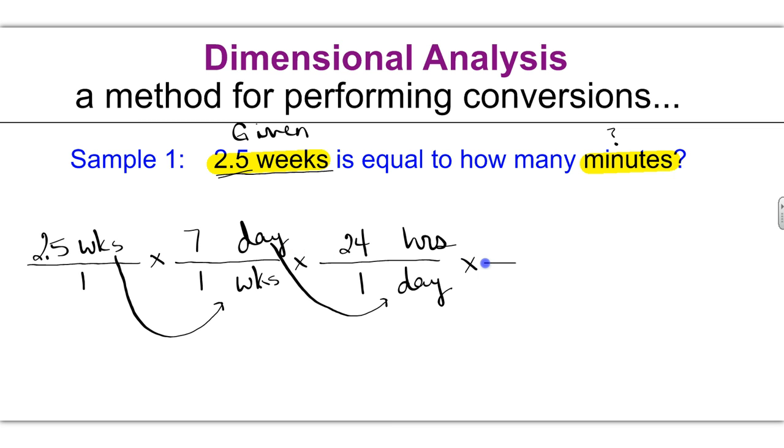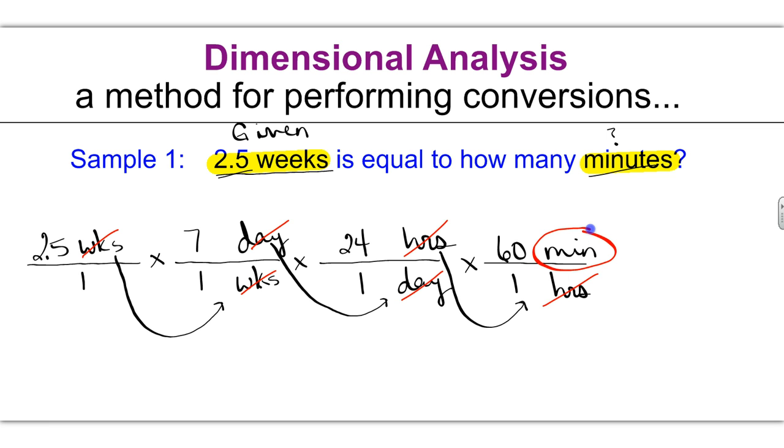So now I'm going to start my next step. Hours is going to be brought down to this next step. And now I can actually go to minutes, from hours to minutes, because in 1 hour it equals 60 minutes. So notice what cancels. Weeks divided by weeks cancels. Day divided by day cancels. And hour divided by hours cancels. I'm left with minutes, which is going to be the final unit of my answer. This is considered the setup.